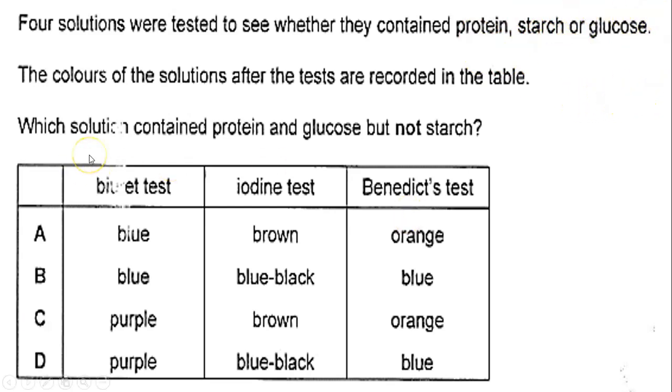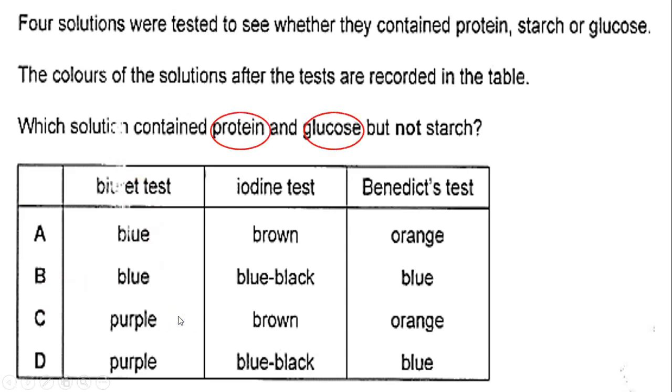Now I will continue reading the question. What does it say? Which solution contained protein and glucose, but not starch? So not starch means that which solution or which answer or which test should be negative? Yes, the iodine test. So the iodine test should stay brown as is, while the Biuret should change to purple and the Benedict should change to brick red or orange. Of course, orange will be accepted because it was the intermediate stage. So let's try solving it.